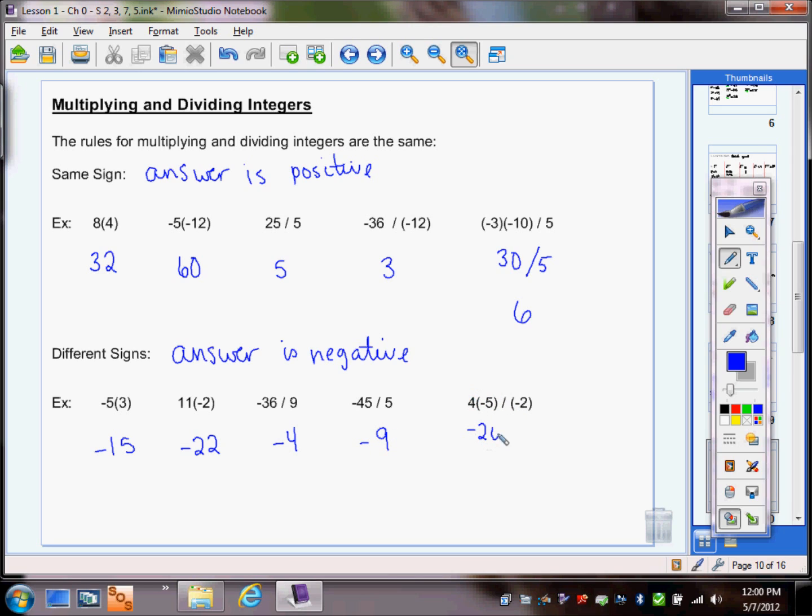Here, I have 4 times 5, that's negative 20, divided by negative 2. So what's my answer going to be now? I had the opposite signs give me a negative, but now I have the same sign, and it's going to be positive 10. Okay.